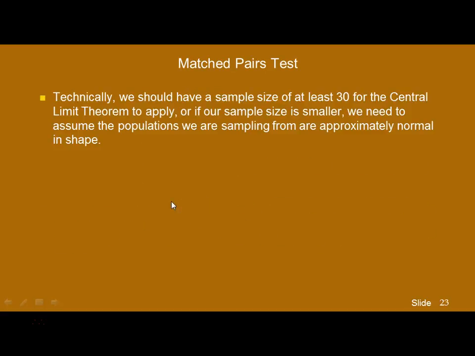Before we get to that, technically we should really have a sample size of at least 30 for the central limit theorem to apply as always. Or, as in our present example where the sample size is smaller, we only have a sample size of 7 here, we would need to assume that the populations we're sampling from are approximately normal in shape.